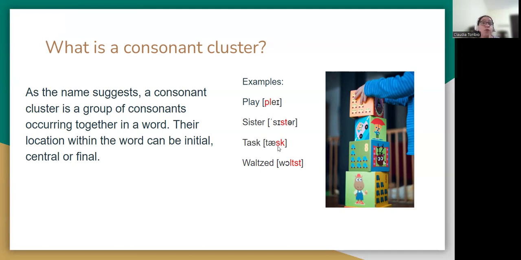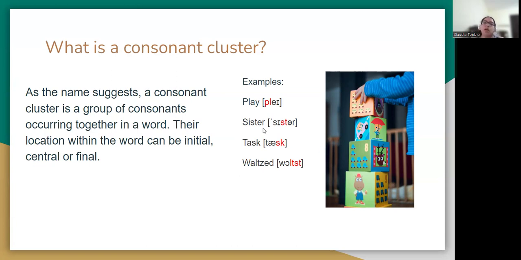We can have up to 4 consonants in a final cluster. In this instance, many cases occur because of the modification of a word. And by modification, I mean the use of allomorphs, such as this example we have here, waltzed, which is the simple past of the verb to waltz. And in this one, we have 4 consonants, ltst, waltzed.